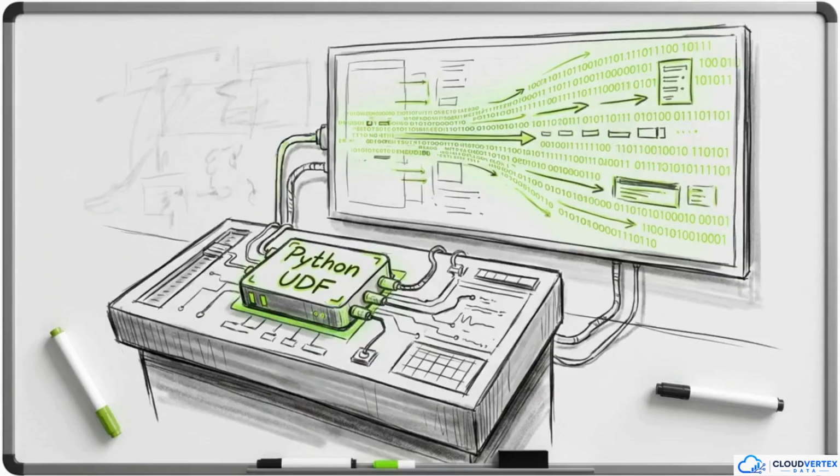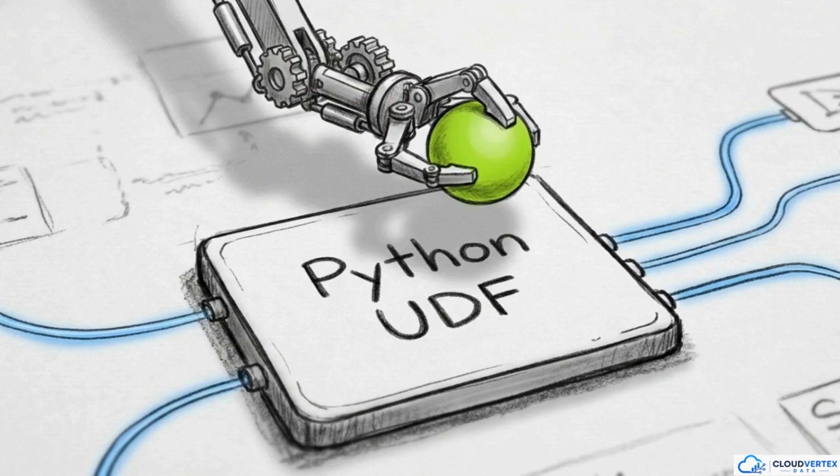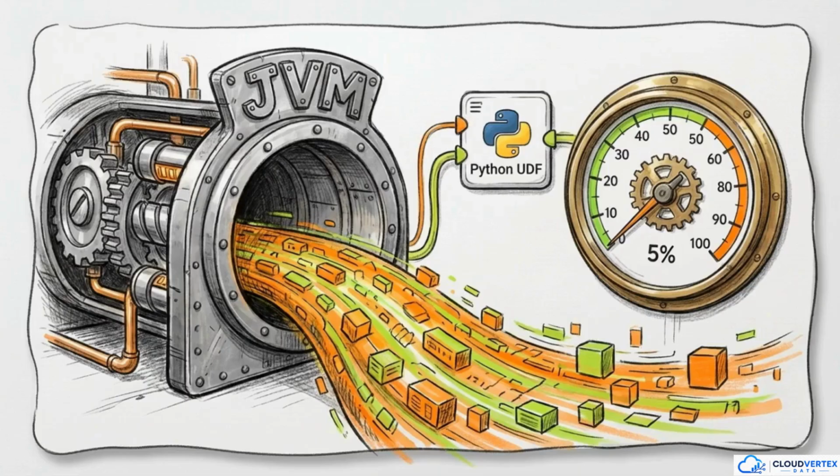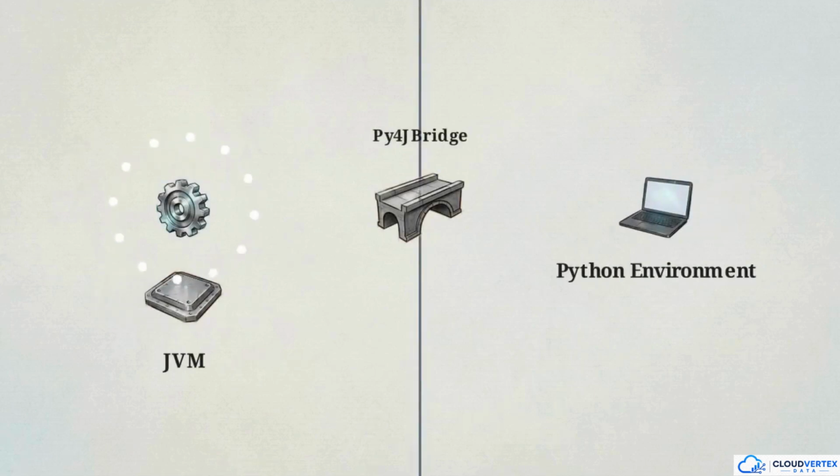This execution process runs smoothly until you introduce custom Python user-defined functions, or UDFs. Applying a standard Python function to evaluate a column of data forces Spark to step outside of its optimized JVM environment, causing a massive drop in processing speed. Because standard Python cannot run natively on the JVM, Spark has to serialize the data into a binary format, send it across a bridge called Py4j, execute your Python function, and reserialize the results back to the JVM.